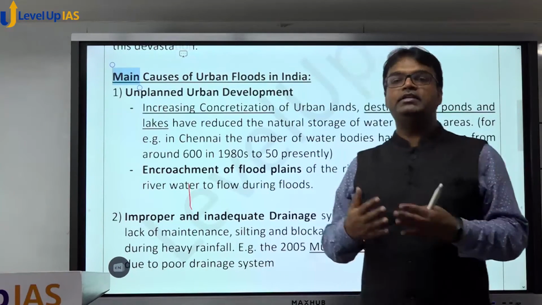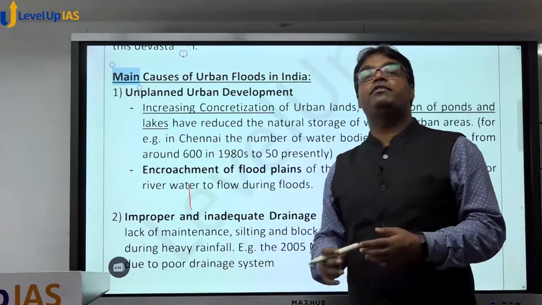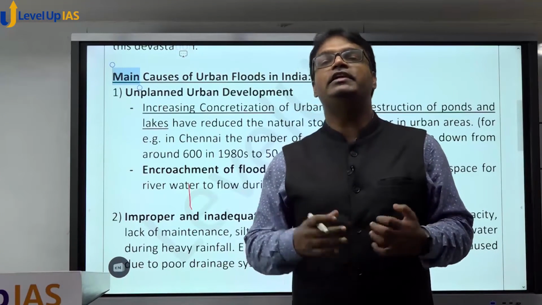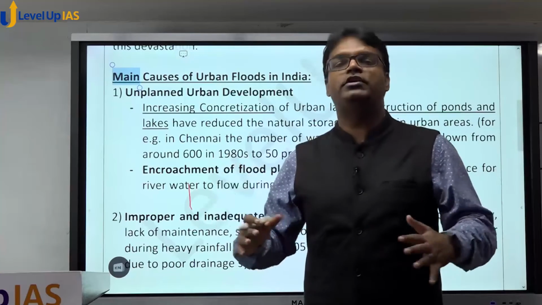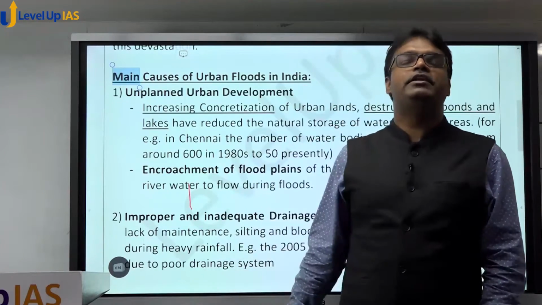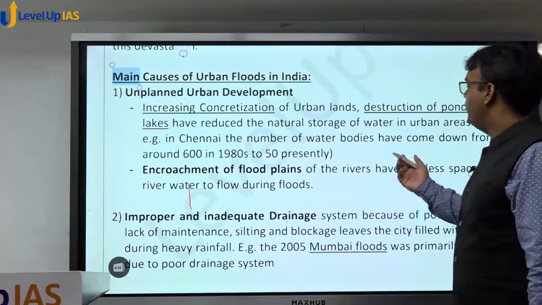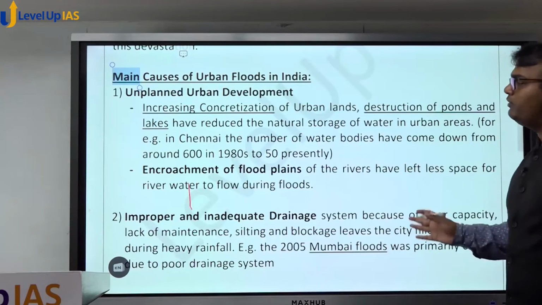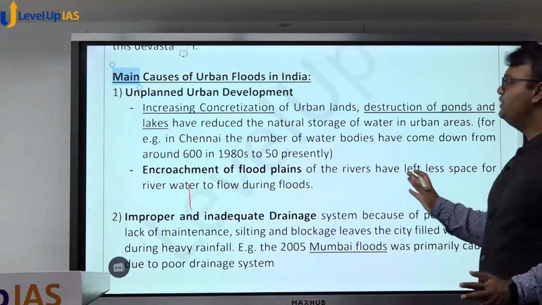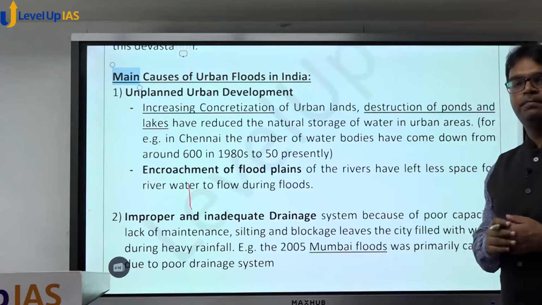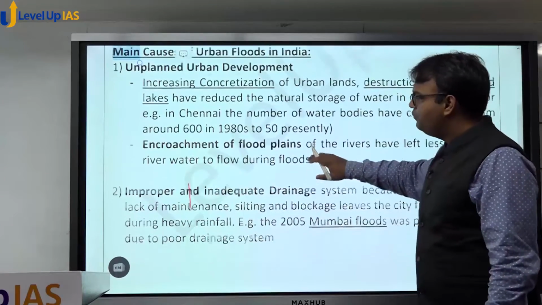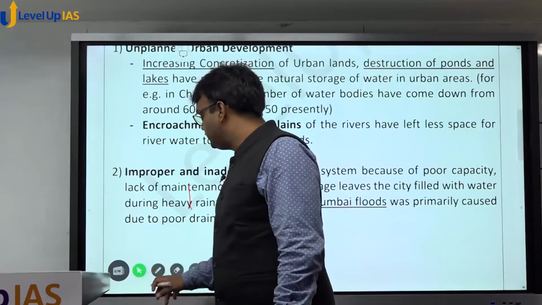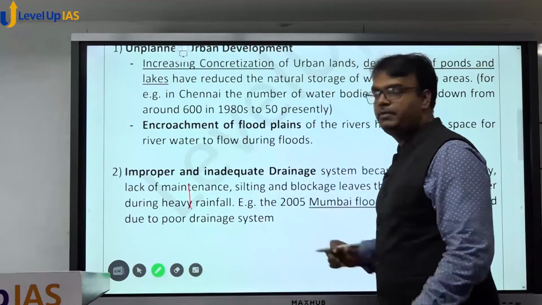But in recent years, over the last 3-4 decades, we have destroyed most of those ponds and lakes. We have illegally occupied them, filled them, and raised buildings over them. For example, here you'll have an example from Chennai, where in the 1980s Chennai used to have around 600 water bodies, which have come down to 50 currently. Then another reason which we can include in unplanned urbanization is encroachment of floodplains.